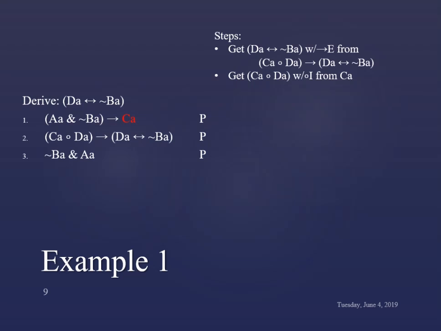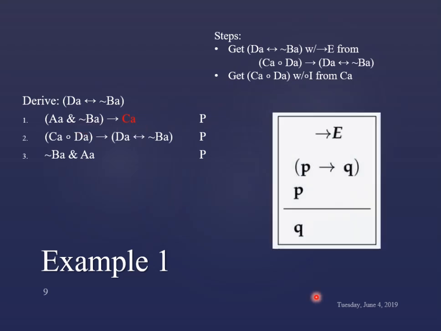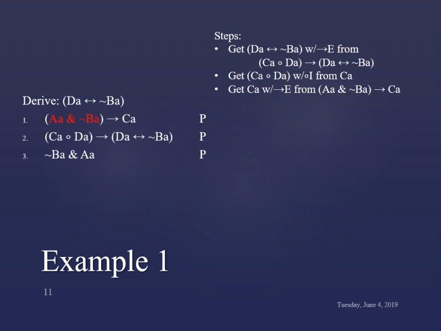Now it's in a conditional I see again, and so I'm going to have to use arrow elimination in order to get this CA. Okay, I got to get that. All right, so what I'm going to do then is get CA from line 1 using arrow elimination. But now, I'm going to need the antecedent in order to do that. So now I need to get AA and not BA. Now AA and not BA looks a lot like line 3. You see that? It says not BA and AA.